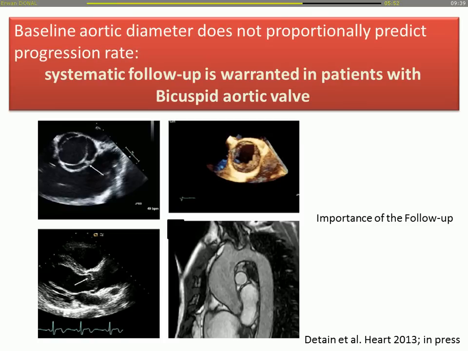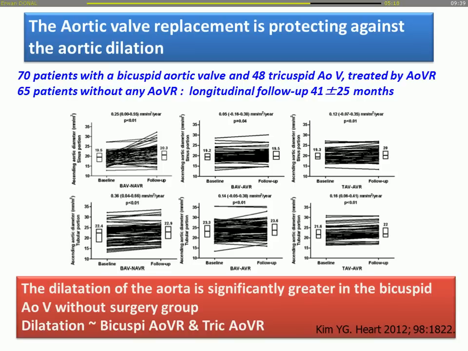And there is also this study that is not published yet, demonstrating that if you follow your patient, the baseline aortic diameters do not proportionally predict the progression rate, which means that you see the patient, you make the diagnosis of bicuspid aortic valve, and you cannot be sure that if there is no aneurysm at the beginning, there will not be any aneurysm in the future. So you have to be very careful and to adapt the follow-up according to the fact that you make the diagnosis of bicuspid aortic valve.